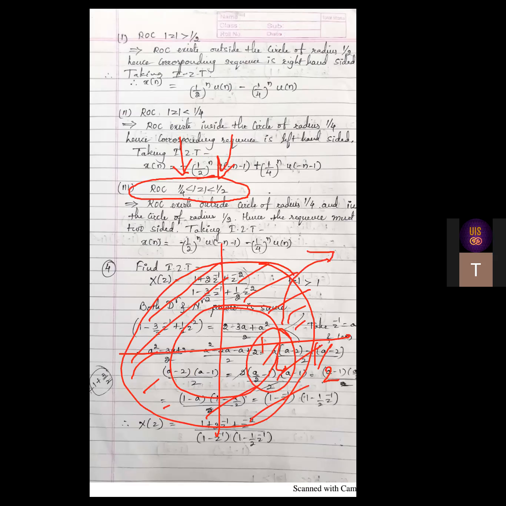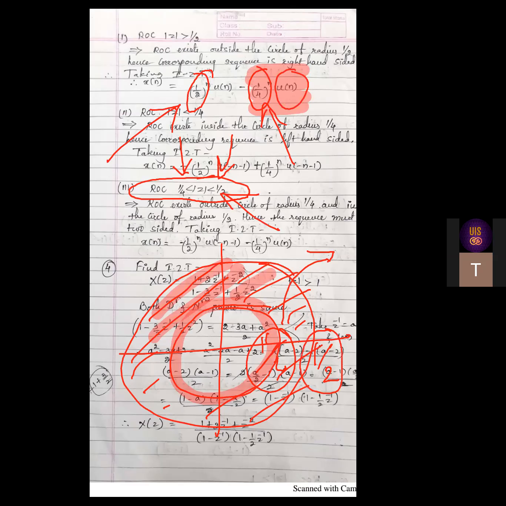So greater means, if you have two parts in your x of n originally, one is the 1 by 4 raised to n part, the other one is the 1 by 2 raised to n part. For the 1 by 4 raised to n part, the ROC is outside the circle. So for this particular part, it is multiplied by u of n. But according to the given ROC condition, it is less than 1 by 2.